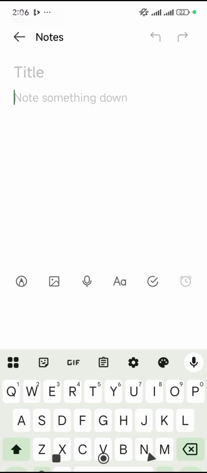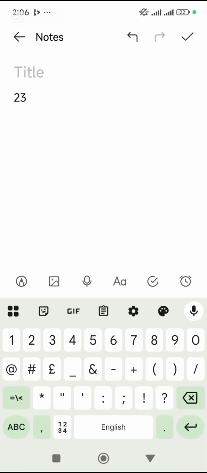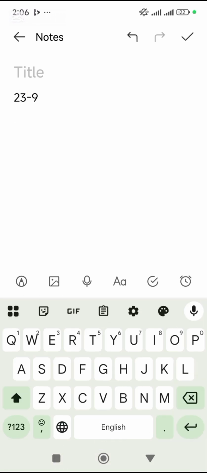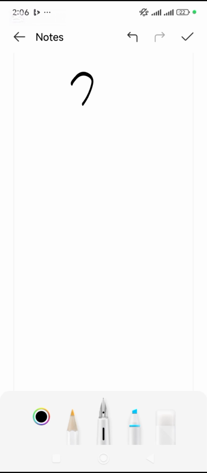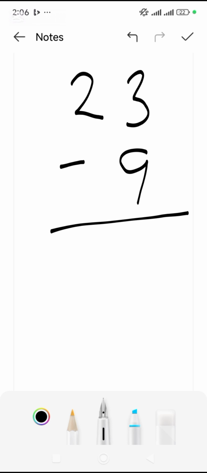(23 and 9). That is 23 minus 9. Now, good. If you look at this question here, you would notice that 3 is less than 9. Remember, we are starting the operation from our right hand side, which is 3 here, 9 minus 9. Now, you can't say 3 minus 9 is smaller.